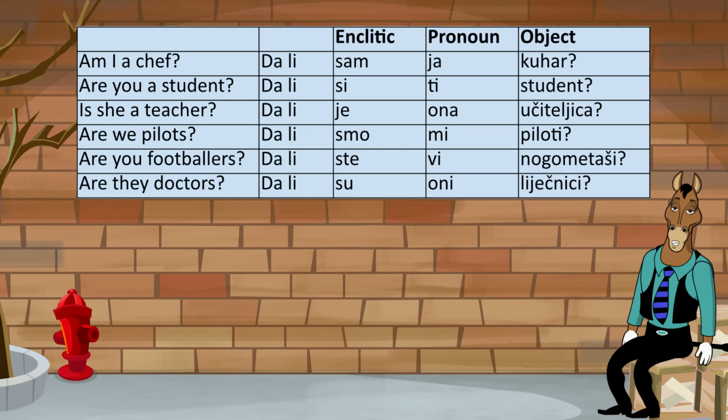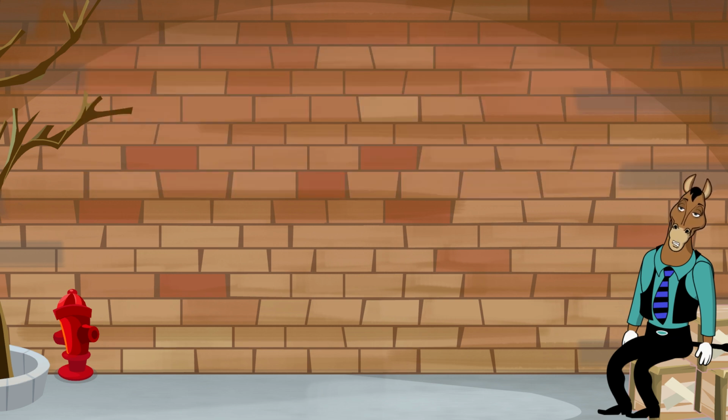Are we pilots? Dali smo mi piloti. Are you footballers? Dali ste vi nogometaši. Are they doctors? Dali su oni liječnici. And like in English, where we use apostrophes to show missing letters, dali can be shortened to dal and even dal.